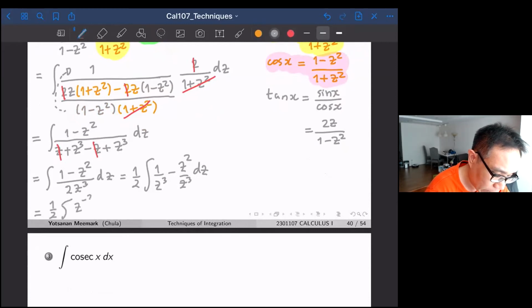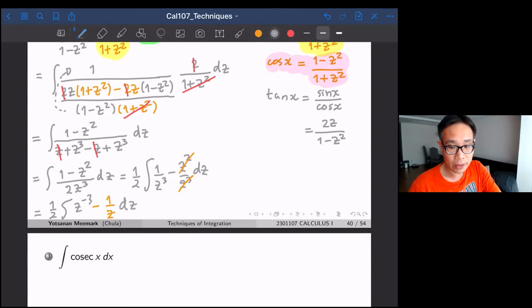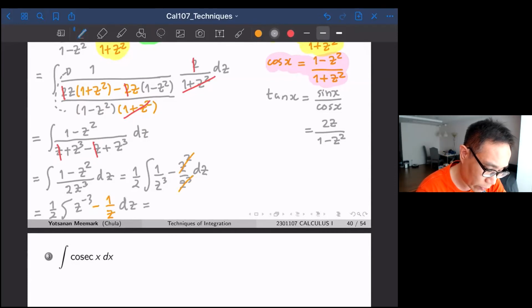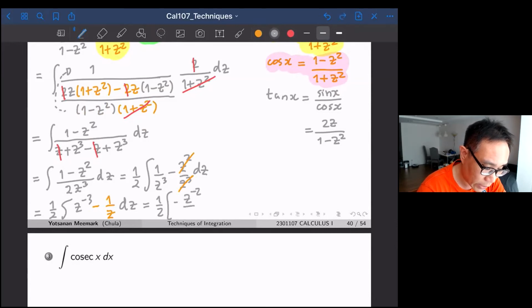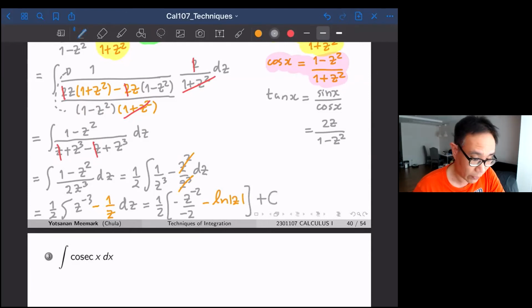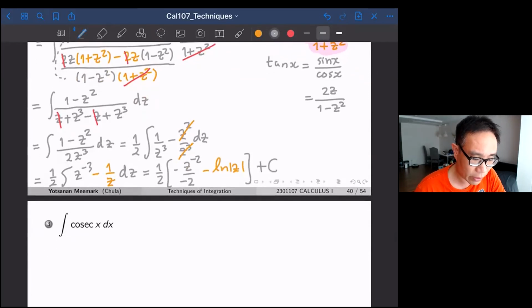So this guy will be 1/2 integrate z to the negative 3, and for this one and this one you get 1 over z, so it's going to be 1 over z dz. And you integrate this one, so you get 1/2, and integrate z to the negative 3, so you get negative z to the negative 2 over negative 2, minus log absolute z, plus c. Okay, and you're going to obtain the final answer.